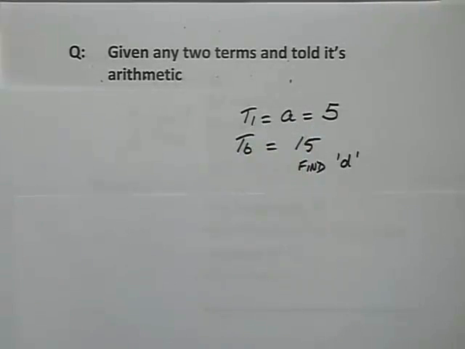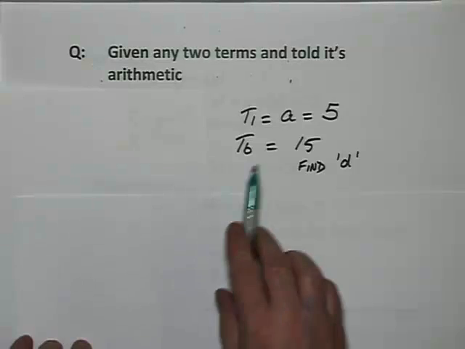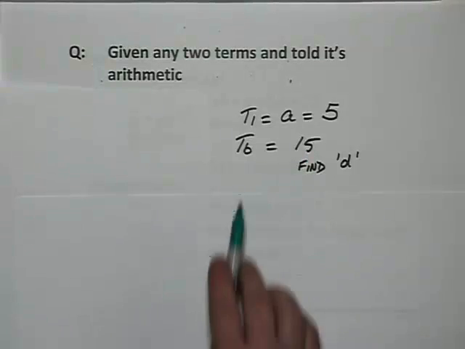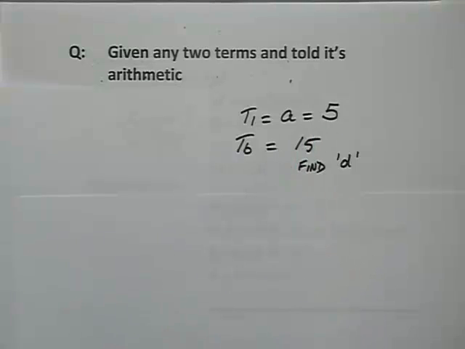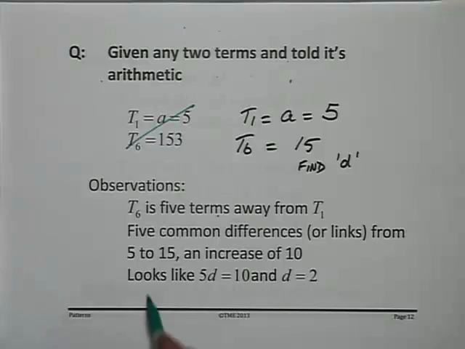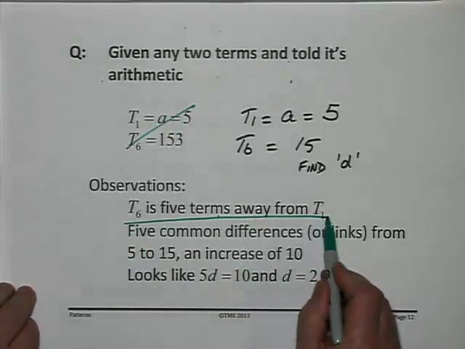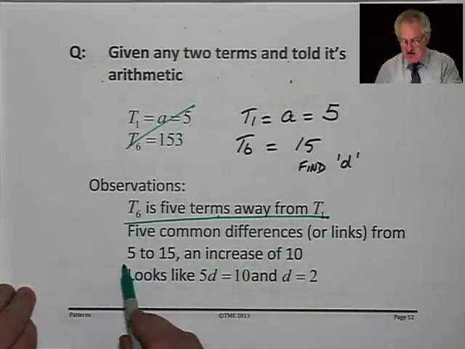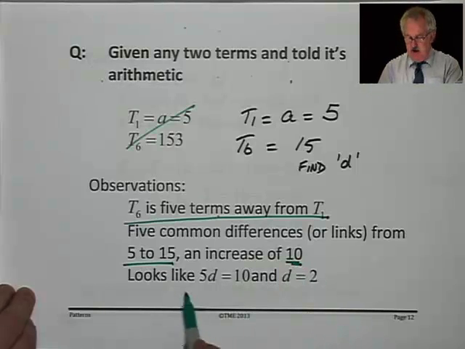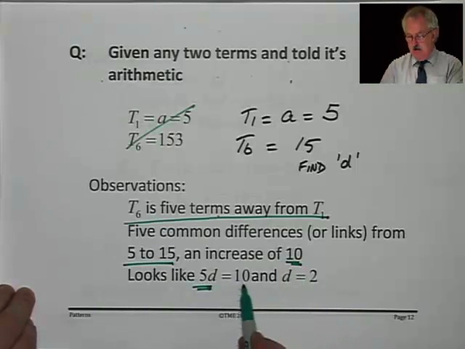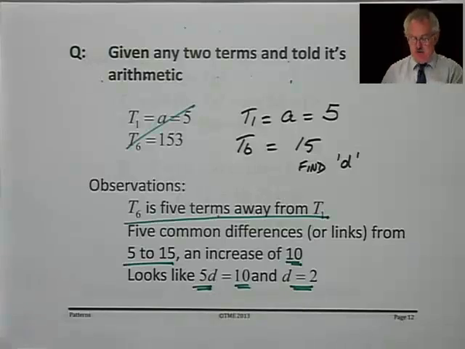So you're given two terms and told they're arithmetic. The first one is A is 5, and the sixth one is 15. So here we go, and we say T6 is 5 terms away. 5 common differences, 5 to 15 is 10. And 5 differences, 5D here is 10, D is just 2.